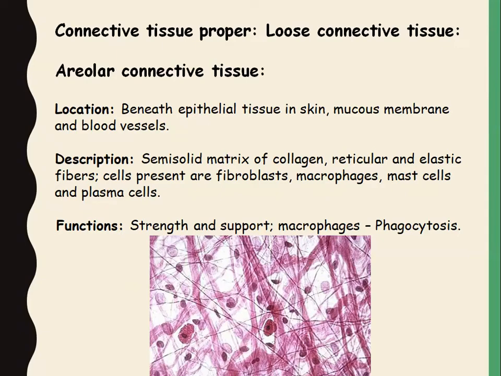Next one is the connective tissue proper, in that the loose connective tissue. In loose connective tissue, first one is the areolar connective tissue. Location is beneath the epithelial tissue in the skin, mucous membrane and the blood vessel. Description: semi-solid matrix of collagen, reticular and elastic fiber. Cells present are fibroblasts, macrophages, mast cells and plasma cells. Functions are strength and support, and macrophages do phagocytosis, which means killing of foreign materials or bacteria.